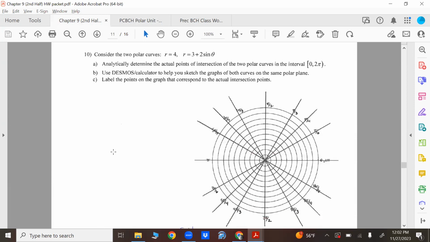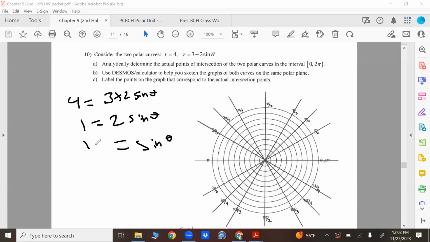So number 10, you're asked to consider those and analytically determine where they meet. So you set 4 equal to 3 plus 2 sine theta and combine like terms. Sine theta is 1/2. So theta will be the inverse sine of 1/2, which should be pi over 6 or 5 pi over 6. If you plug in pi over 6 into here, you're going to have 3 plus 2 times half, which is 4. So definitely have a point at 4, and also at 5 pi over 6.